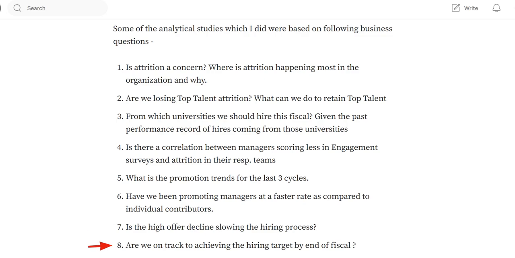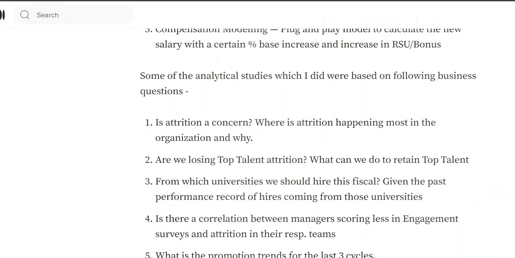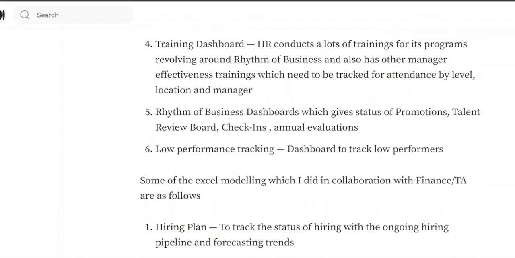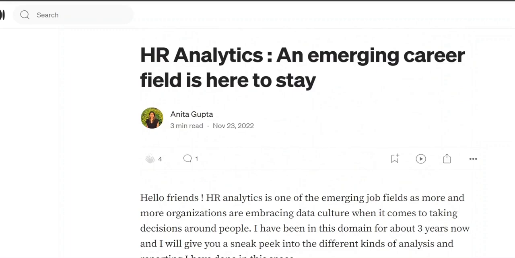This question directly comes from the workforce planning, that are we on track to achieving the hiring target by end of the fiscal year? So based on what the trend we are seeing in terms of hiring, attrition, and the candidates in the pipeline, will we be able to achieve the hiring target by the end of the fiscal year? So these are some of the questions on the analytical side. So I hope I was able to give you enough use cases to give you a flavor of what are the different kinds of analysis you can do in HR.